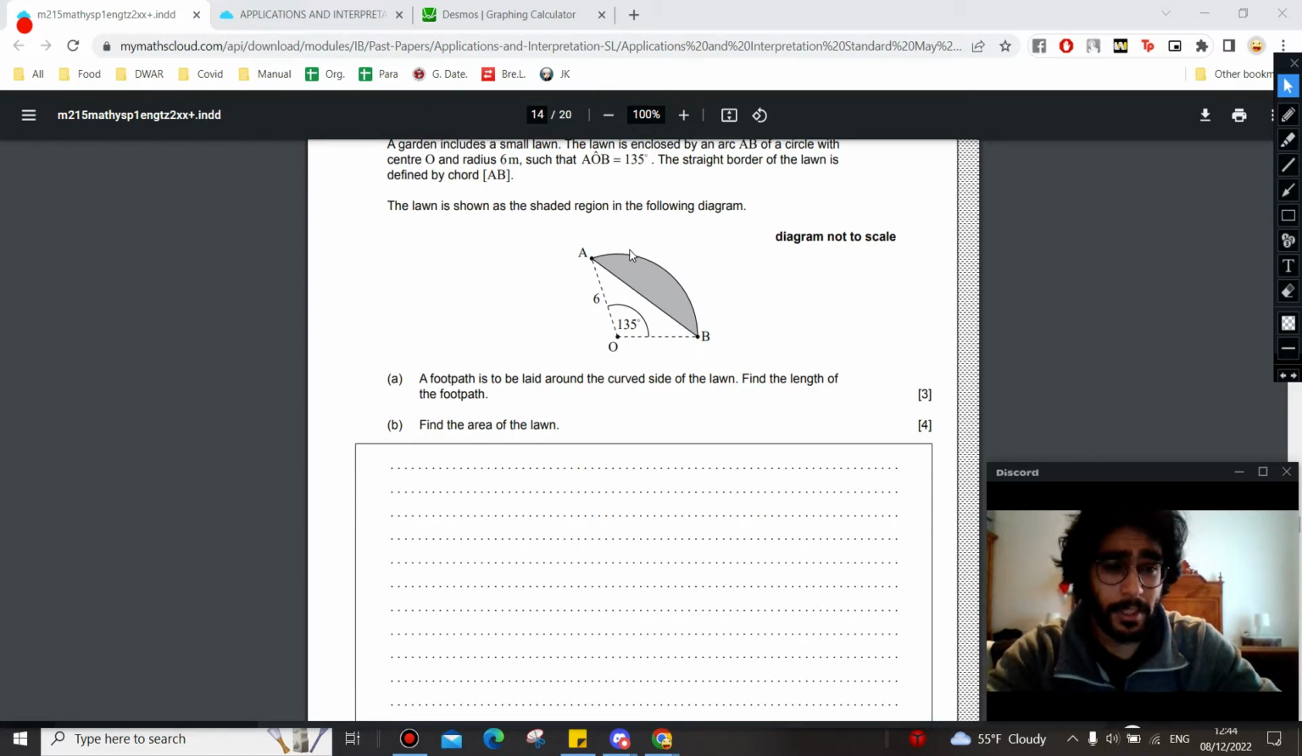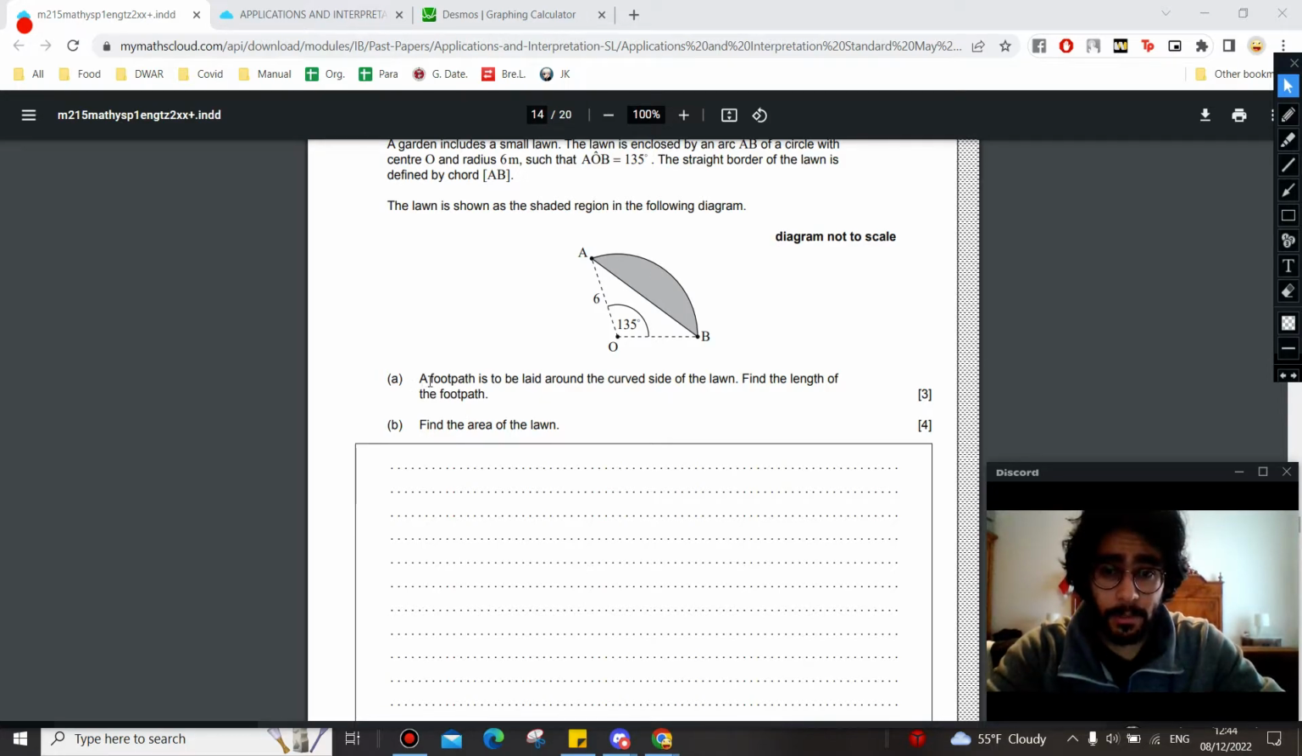Because sometimes they have the keywords like smaller than, bigger than, or between, within. These words are very crucial because they help you to understand what exactly they're asking you. But in this case, I think it's all clear due to the diagram. This is a geometry question in some way.